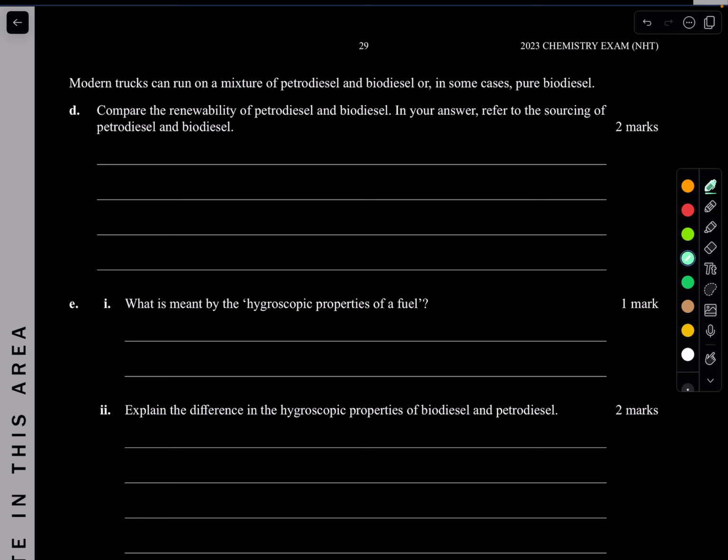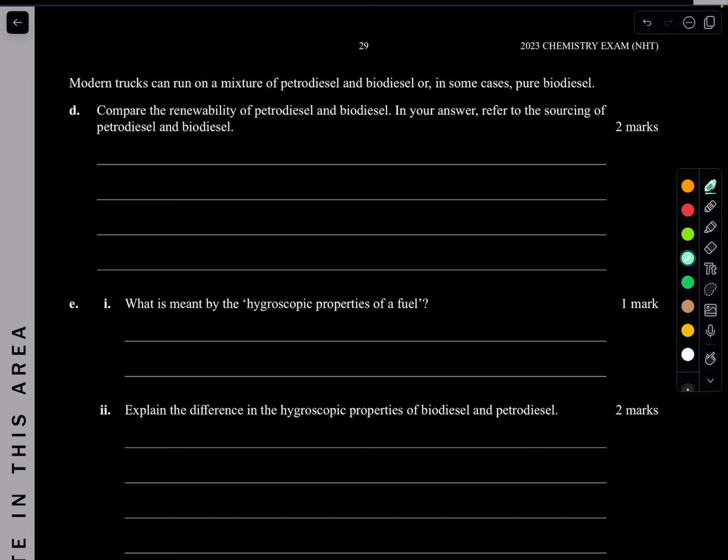Now, of course, easy. Petrodiesel is non-renewable, whereas biodiesel is renewable. Why is that? Because petrodiesel is taken from fossil fuels, especially petroleum, or in other words, crude oil. It goes through a process called fractional distillation, where it separates into different fuels like octane, diesel, petrol, all these. But remember, it comes from fossil fuels, which take very, very long to renew. So hence, it is non-renewable.